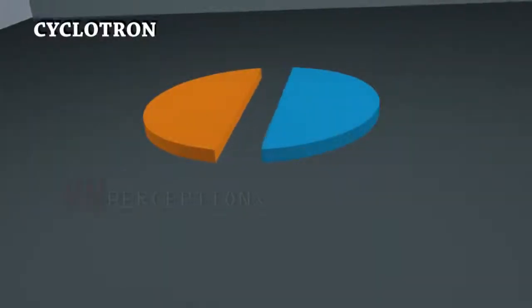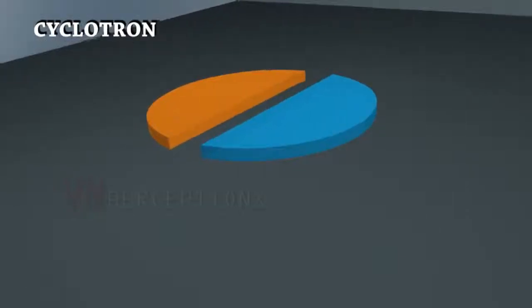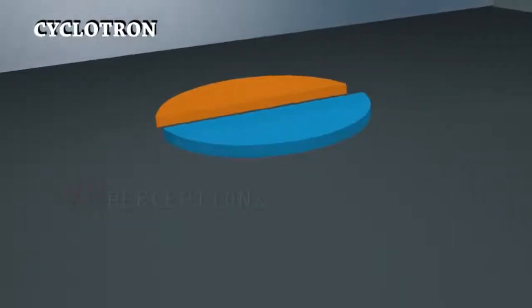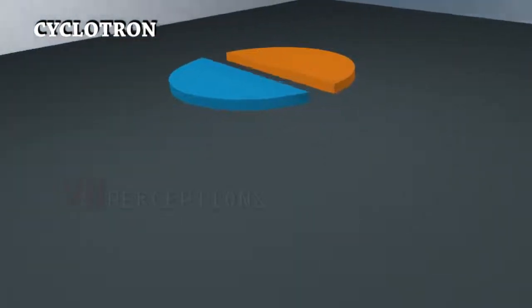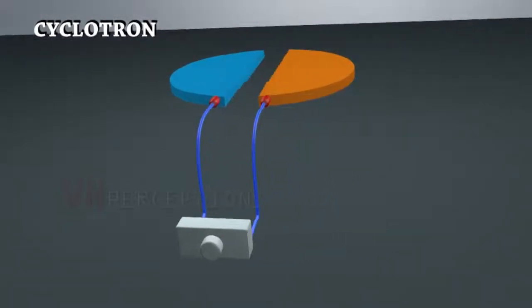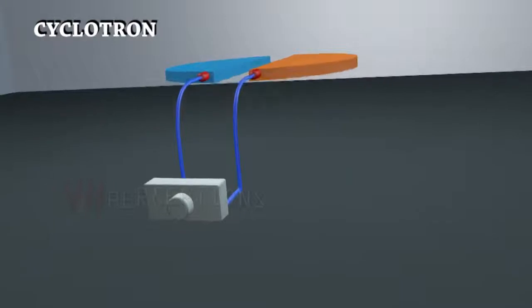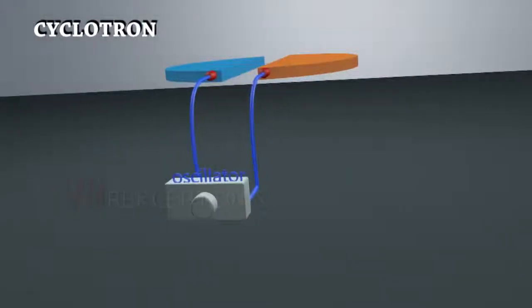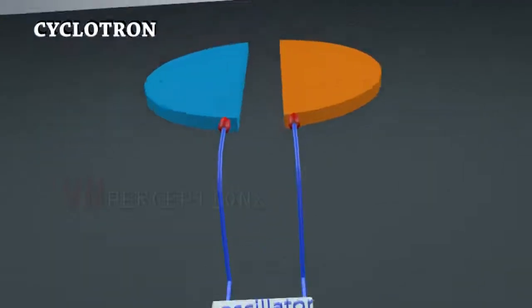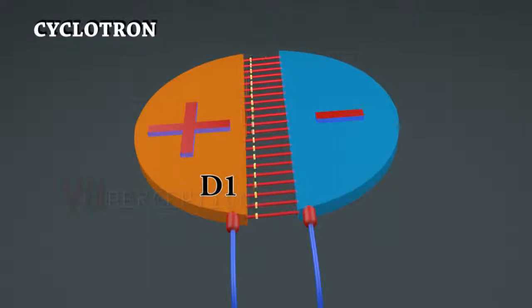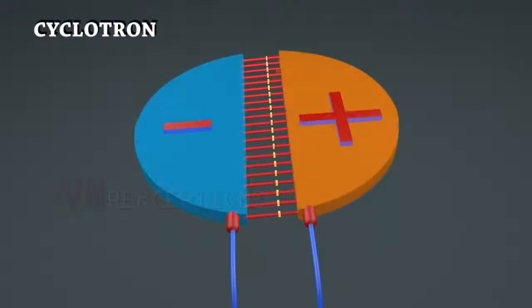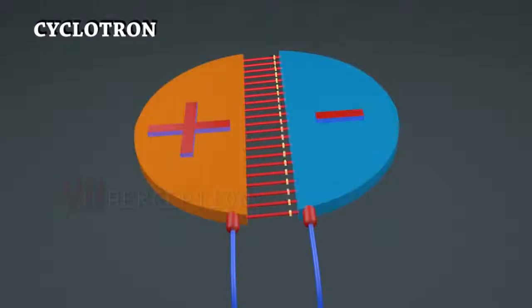Two hollow half cylinders made of highly conductive metals, known as Ds, are so placed that the straight edges face each other with a small gap between them. Now these two Ds are connected to two terminals of an alternating voltage source, an oscillator. It would help in changing polarity. If D1 is at positive potential, then D2 will be at exactly the opposite, that is negative potential, at the same time. In this way, they would be oscillating and an electric field would be created between them.